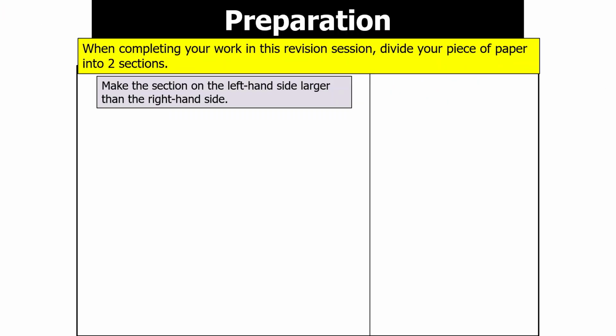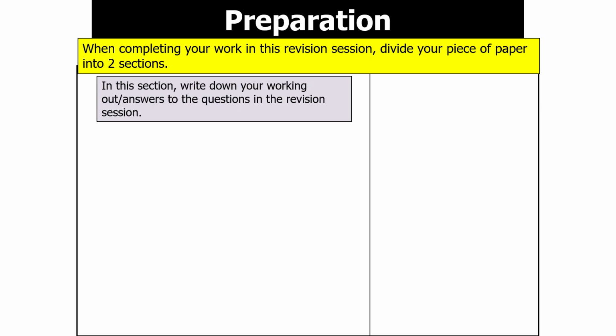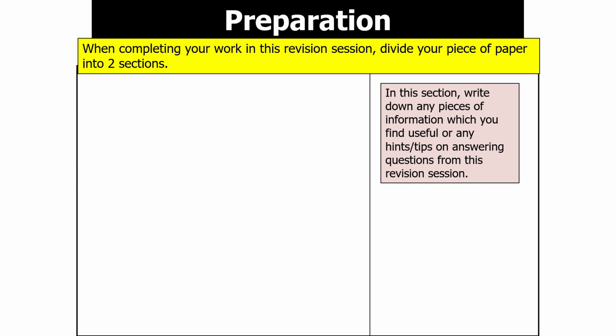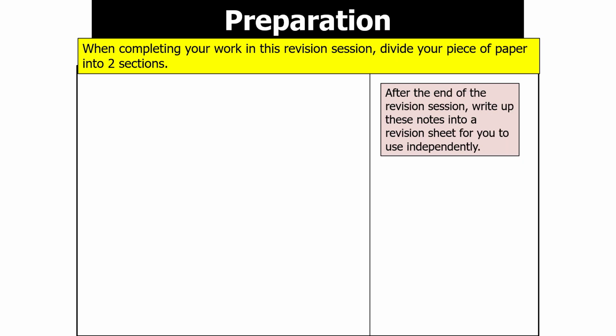When you complete your work in this revision session, divide your piece of paper into two sections. Make the section on the left hand side larger than the right hand side, and in the left hand side section write down your working out and answers to the questions in the revision session. When you're doing this, make sure to write in full sentences and show your full working out. In the right hand side section, write down any pieces of information which you find useful or any hints and tips on answering questions from the revision session. After the revision session concludes, write up these notes into a revision sheet for you to use independently.